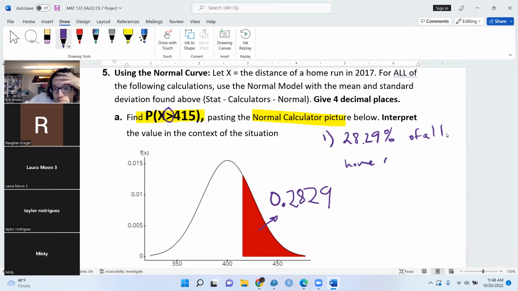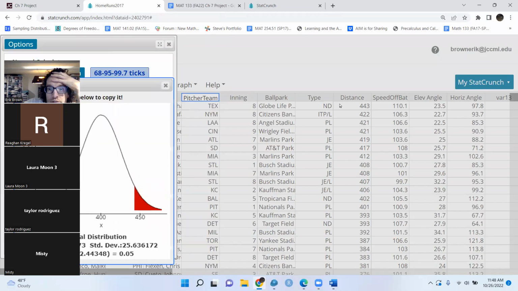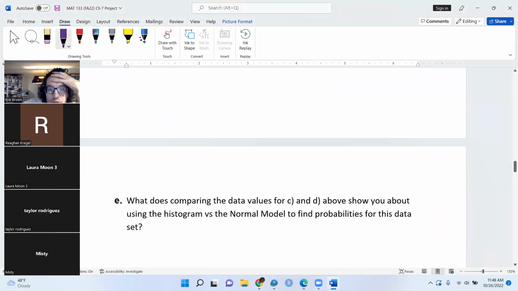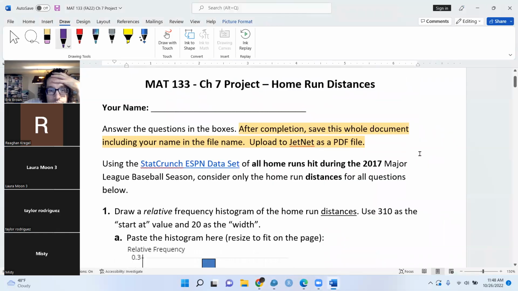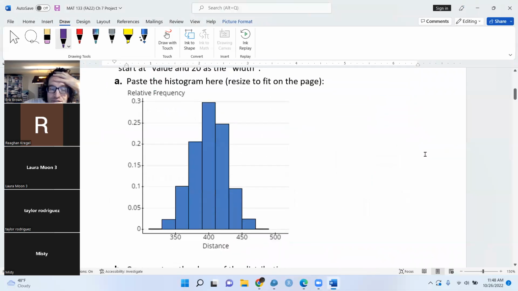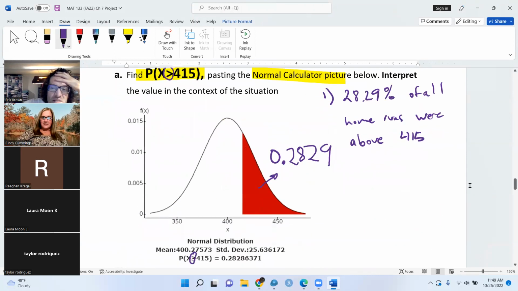home runs in 2017 were above 415, what are these, meters, feet, hours? Let's see, does it tell us? Distance, it does not tell us. Did it tell us in the prompt up here what the units were on these things? Doesn't tell us. We don't know. I'm gonna guess feet, it's usually feet. I think they're feet, yeah. That seems reasonable. We're above 415 feet. Okay, so that's looking at all of them, right? Every single home run, 28% of them are above the 415.